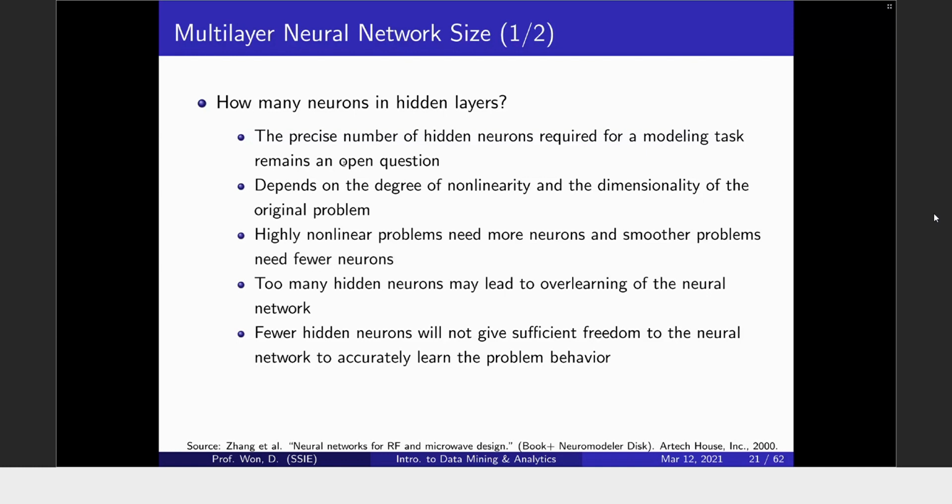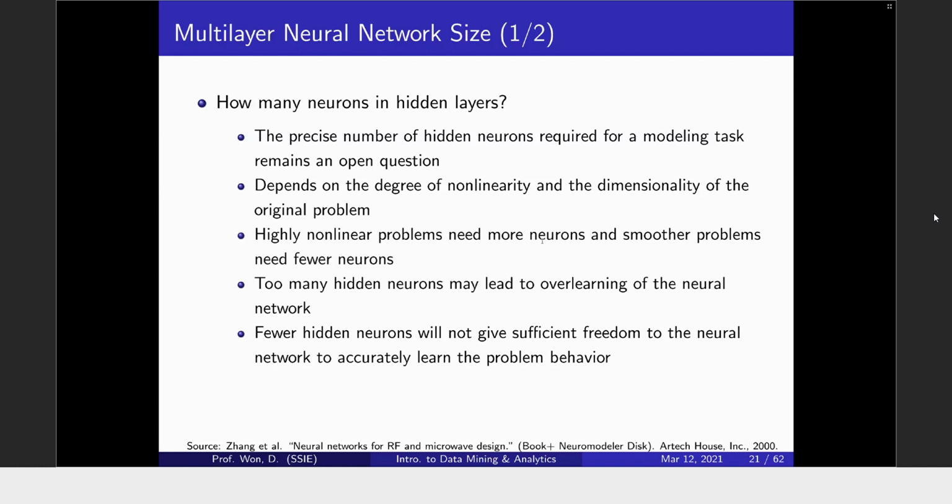Sorry, Dr. Vaughan, I would like to interrupt here. I think the slide is not changing. The multi-layer neural network size slide has been showing, not changing, for the last 10 to 15 minutes. Yeah, so I'm now continuing because my voice was disconnected. So I'm now continuing this slide again. Okay, fine. Thank you.